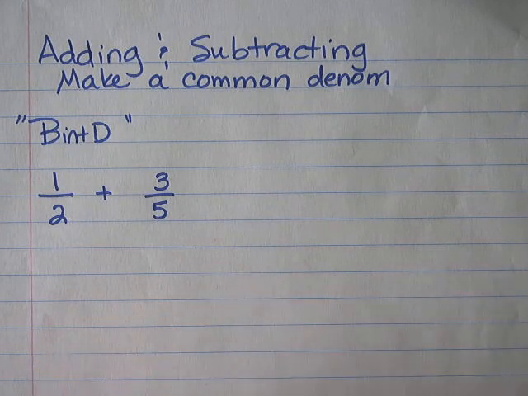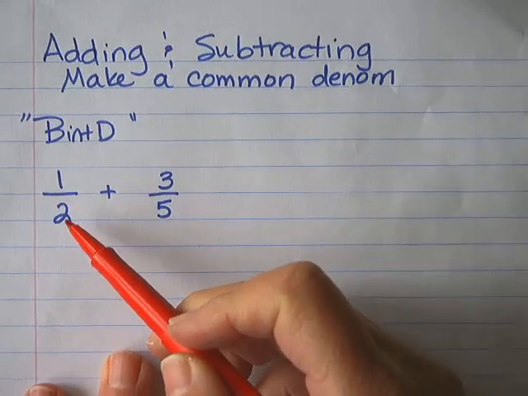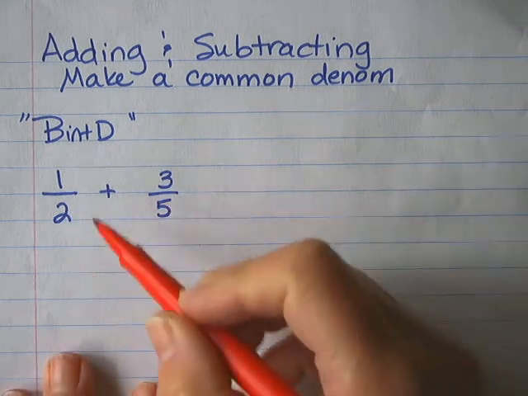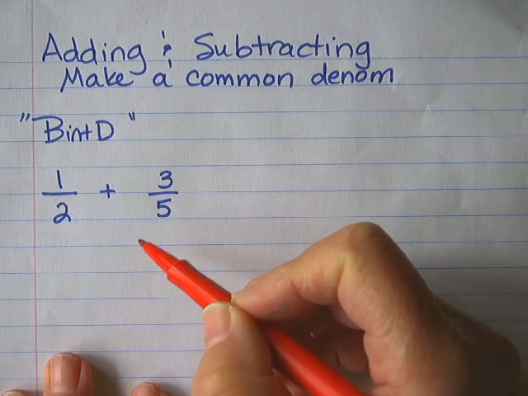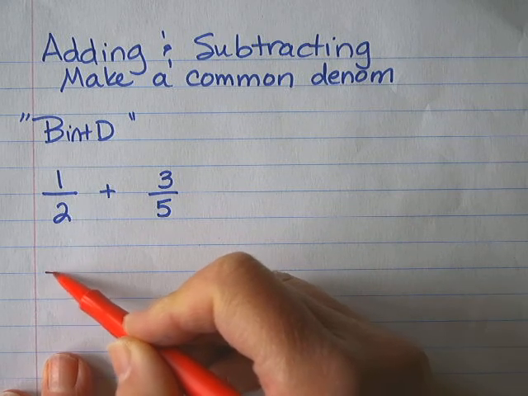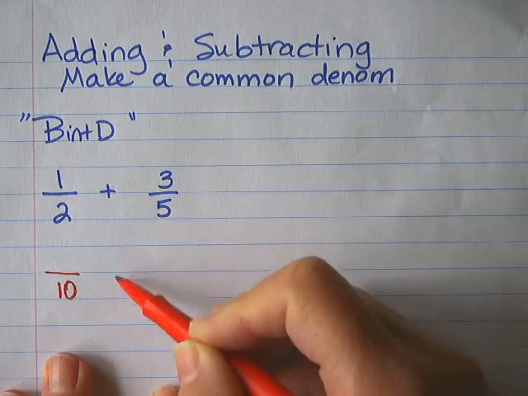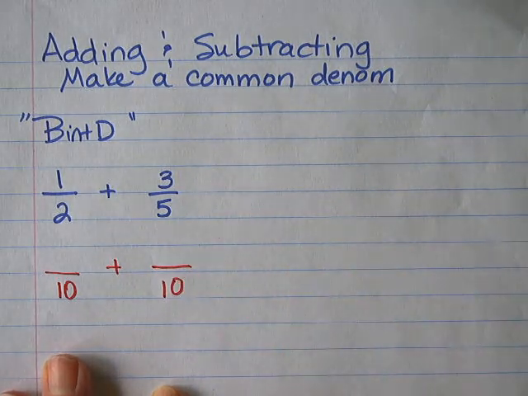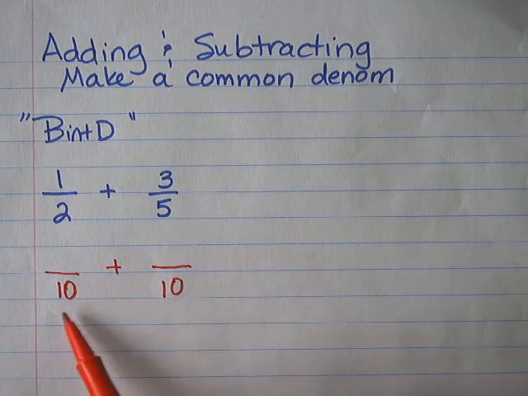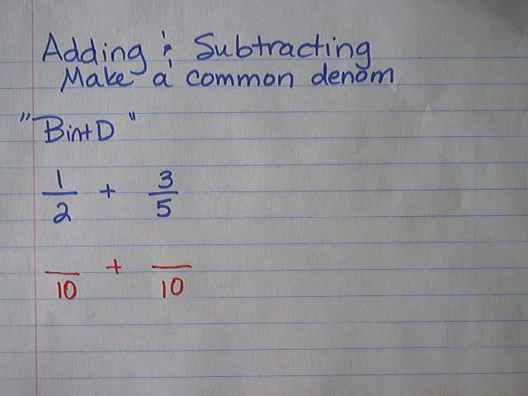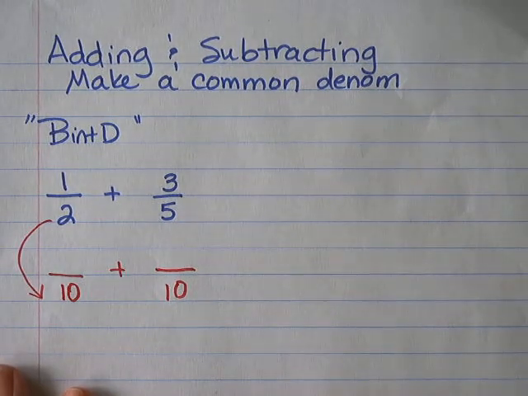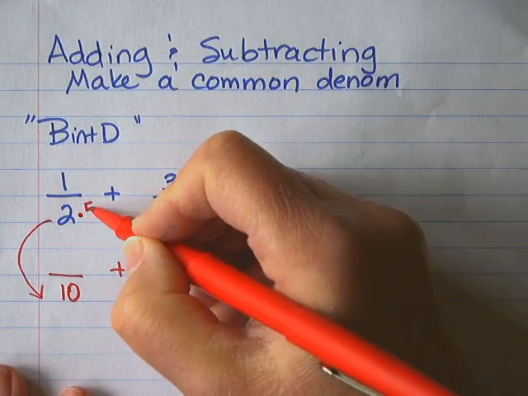In other words, what's the smallest number that we can build 2 and 5 up to? The common denominator of these would be 10. So we would build this fraction up into something over 10, and we would build this fraction up into something over 10. That created that common denominator. So we looked to see how can we get from 2 to 10? How can we match up that denominator? Well, we would multiply it by 5.